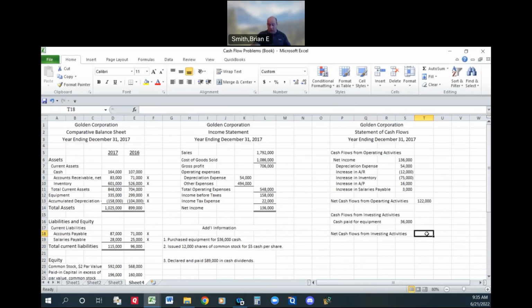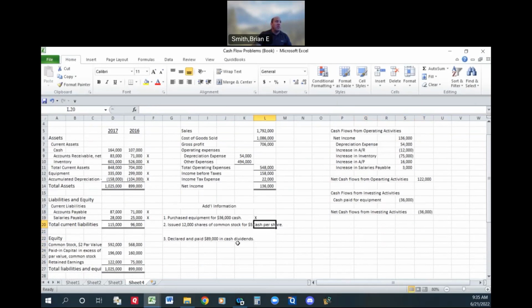All right, so our cash paid. This was paid, so we need to show that it was an outflow. So let's do that. And then, so we purchased equipment here, so we're good with that one. Issued common shares and declared and paid an $89,000 cash dividend. Okay, so we're going to deal with these now.